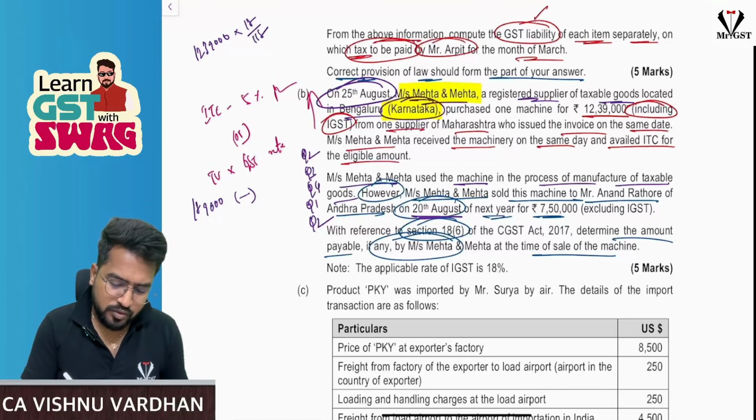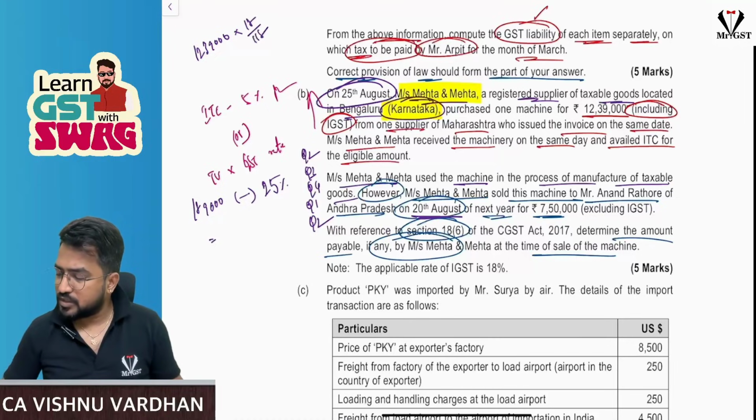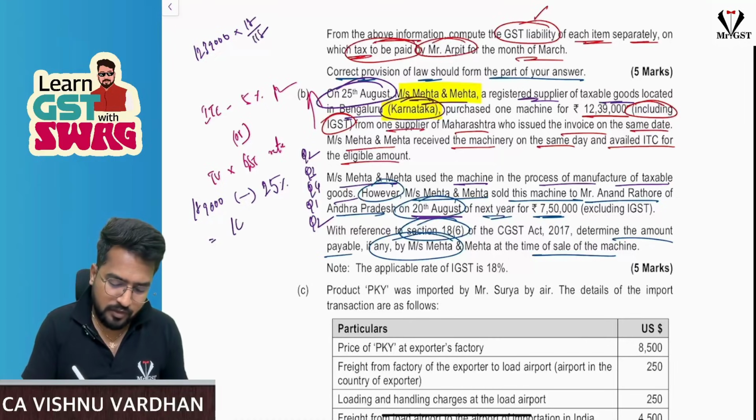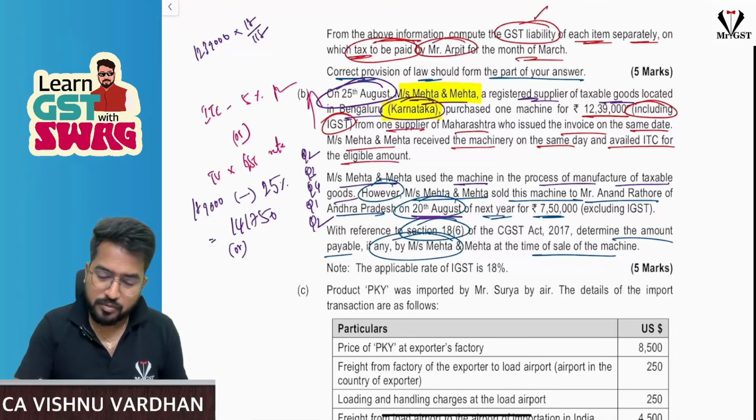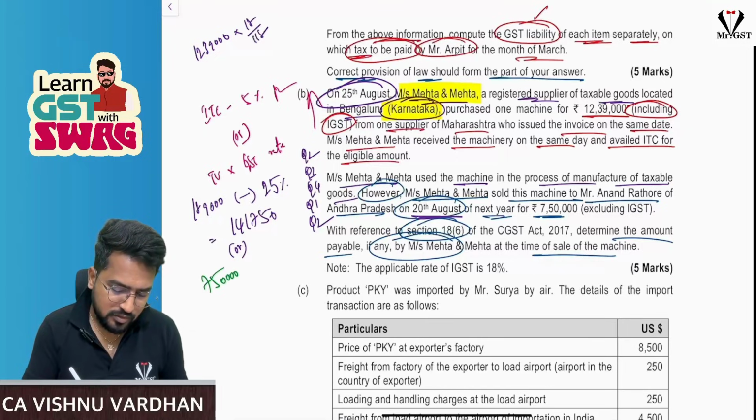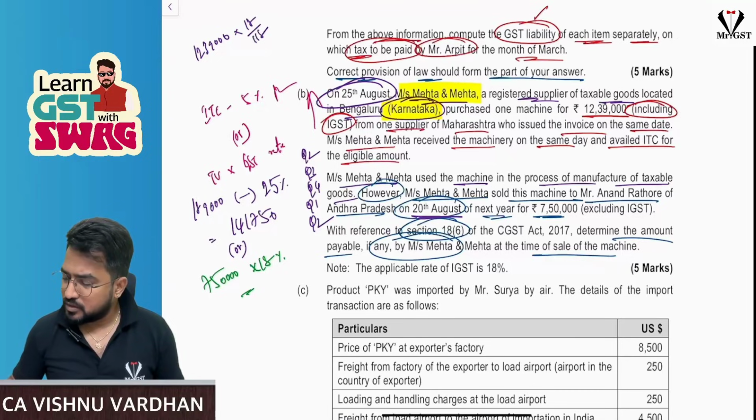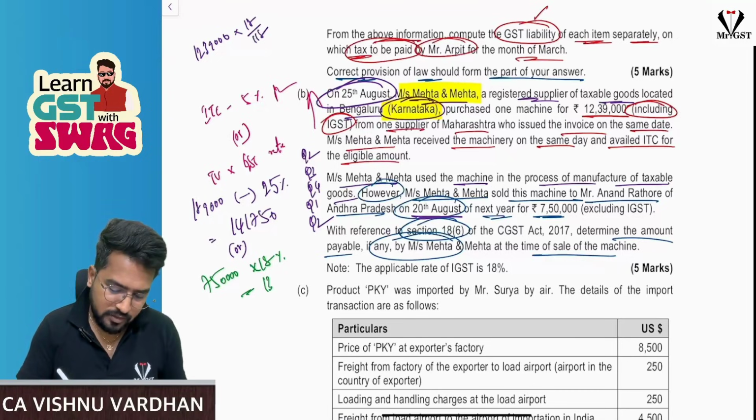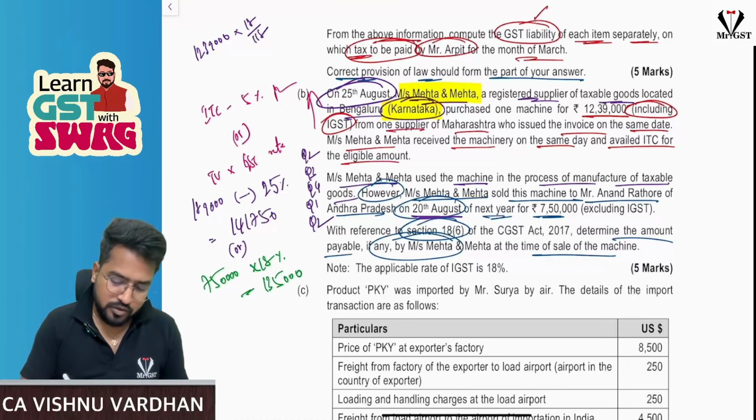Okay. So that means minus 25%. 1,89,000 minus 25% is 1,41,750 rupees. Or how much they have to pay? Sir, the sale price 7,50,000 into 18% is 1,35,000. So which one? How much do they have to pay? What is the amount of reversal as per section 18(6)?